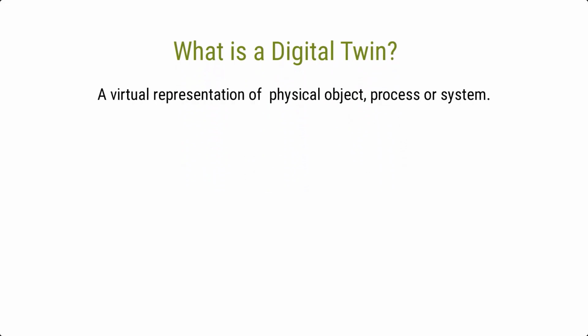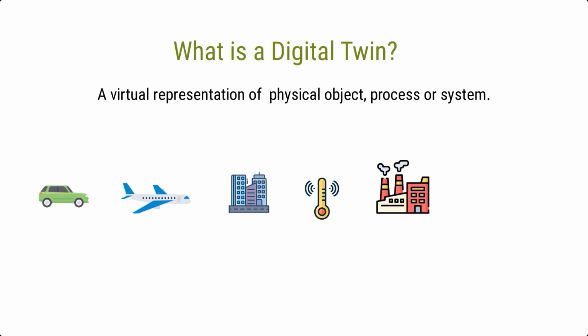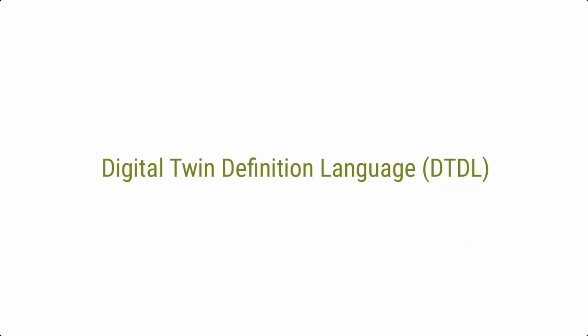A digital twin is a virtual representation of a physical object, process, or system, such as a car, an aeroplane, a building, a temperature sensor, a factory, or the actual production process inside a factory. To help you create digital descriptions of physical assets and systems in a standardized manner, Microsoft developed and open-sourced the Digital Twin Definition Language, also known as DTDL.